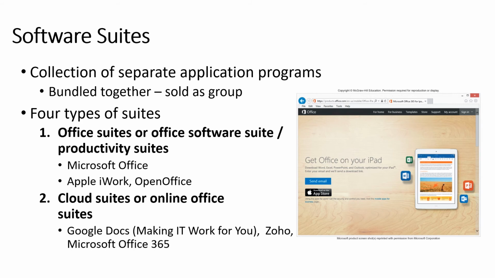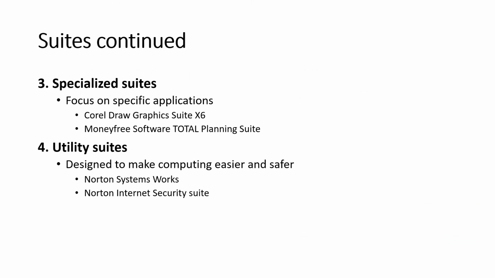Four types of suite: Office suite or office software suite, productivity suite, for example, Microsoft Office. Cloud suite or online office suite. Whenever you see the word cloud, it refers to online, for example, Google Docs and much more bundled together applications that are available online. Third type is specialized suite, for example, for drawing, for financial management, and the fourth one is utility suite, for example, produced by Norton.